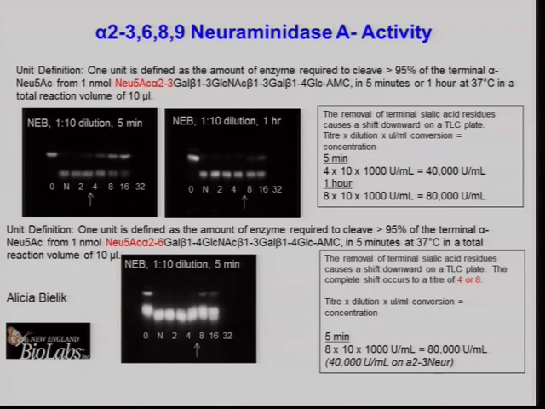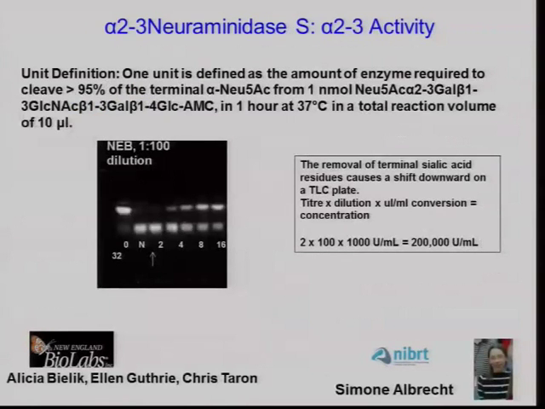Because if you had something lying around in a fridge for 2 years or something, you need to check what its activity is, or else just dump it and buy some new stuff. Because obviously any enzyme is going to lose activity over time. And they also worked out the concentration that you need to remove these sugars properly. So they've done this with all the enzymes.